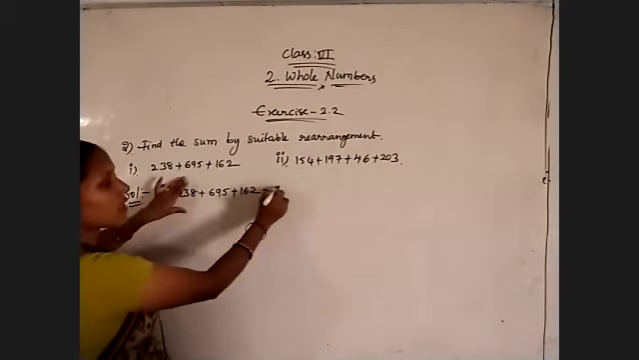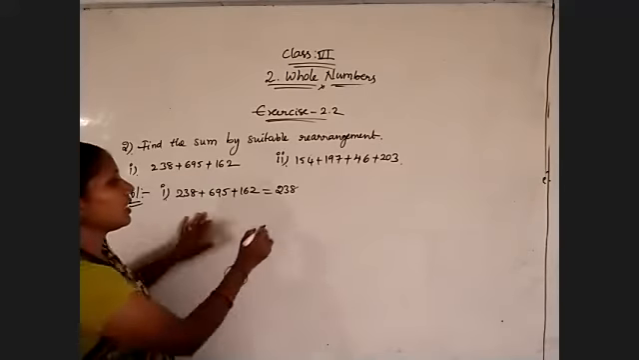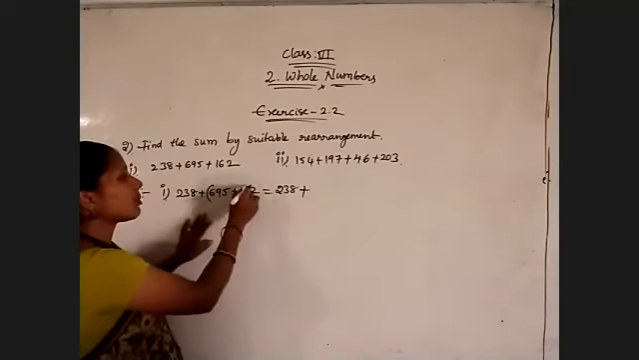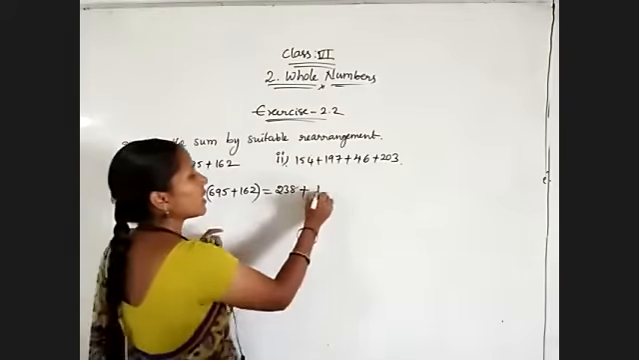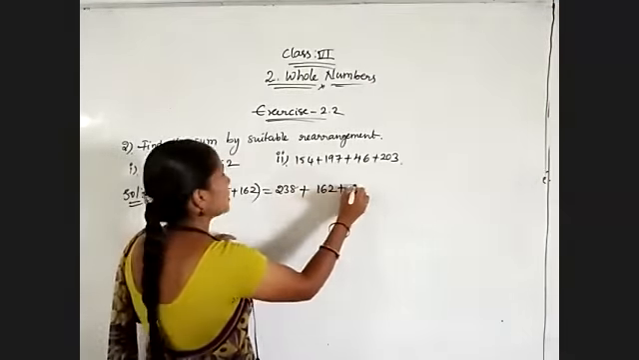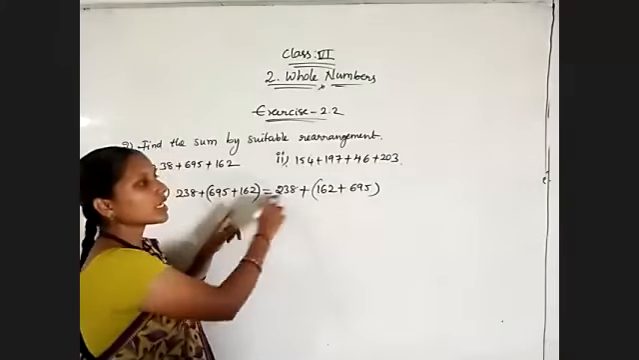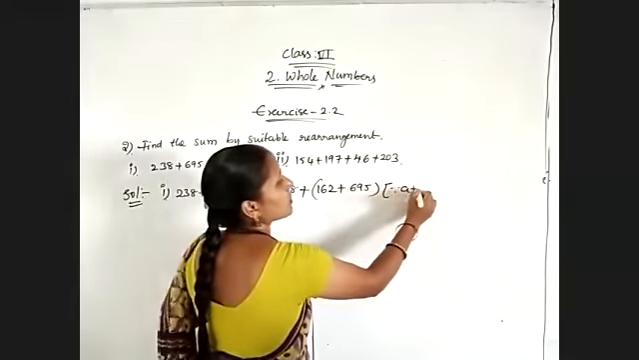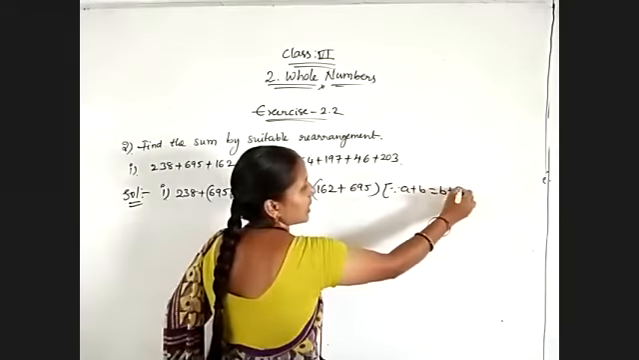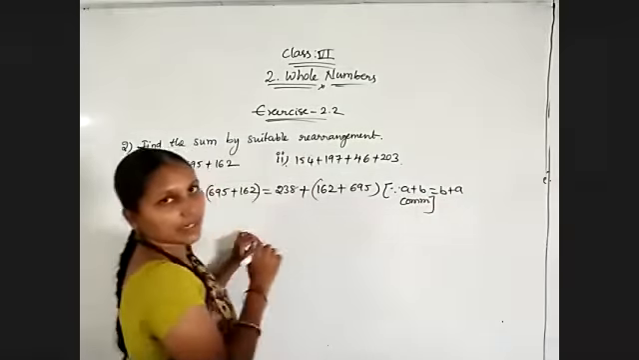So the first number I should not disturb. I have to write 238 as 238 only. Plus, which one am I going to change? These 2 numbers' places. So 162 here and 695 on this side. So here we have used a plus b is equal to b plus a. So which property is it? A plus b is equal to b plus a, that is commutative over addition. So completely we need to write.